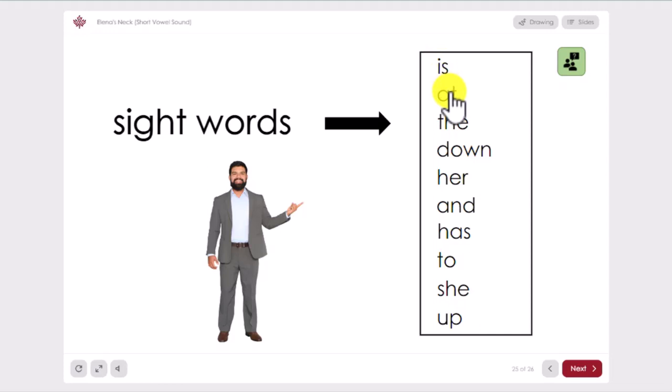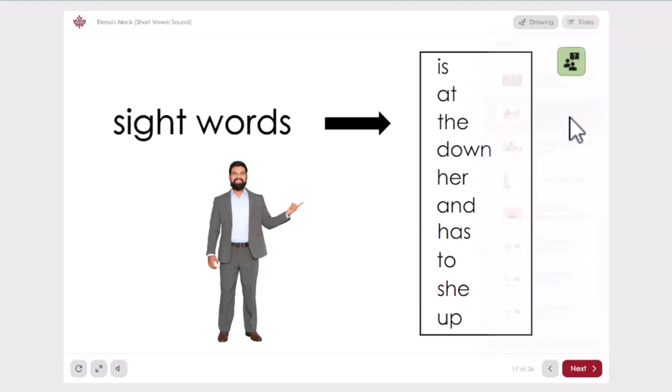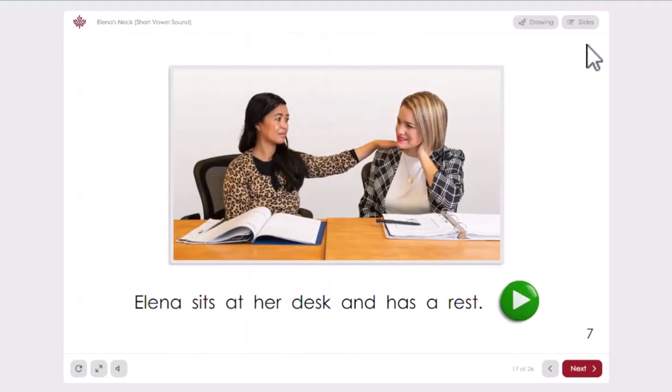Is, at, the. The review pages at the end of each story have the words with audio so students can read and listen. Once they have done this, you could go back to the story by clicking on Slides and try finding the sight words in context.